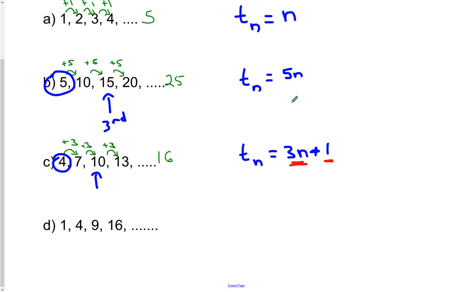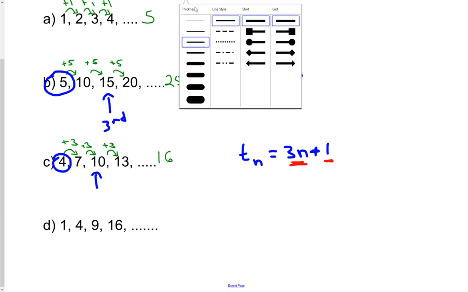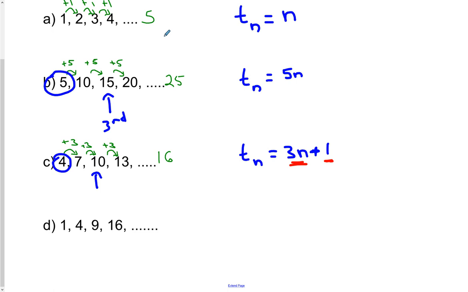Okay, here's the last one for this page. How is this one changing each time? Well, this one's not going up by a consistent amount, right? We're not adding a consistent amount each time. So this is different than the other ones we've looked at. The other ones we looked at on this page are what we're focused on today. This is the kind that we're going to focus on tomorrow and in the coming days.